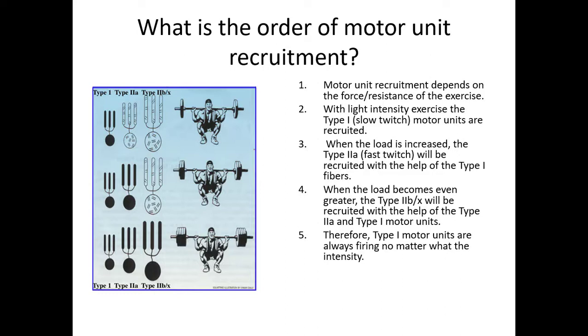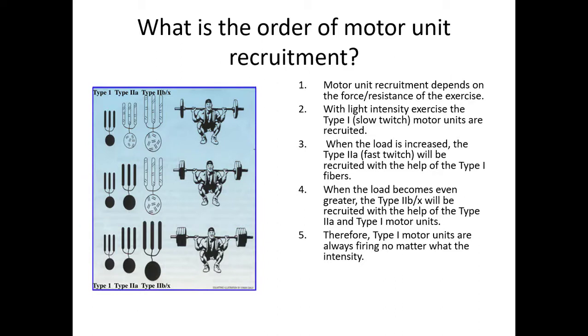The motor unit is one nerve innervating multiple muscle fibers. On the left side of the graphic, in the top picture, the load is light for the exercise and the type 1 motor units have been innervated. In the middle picture, there are more plates on the bar and thus more force to overcome. Type 2A is doing most of the work with the help of type 1.